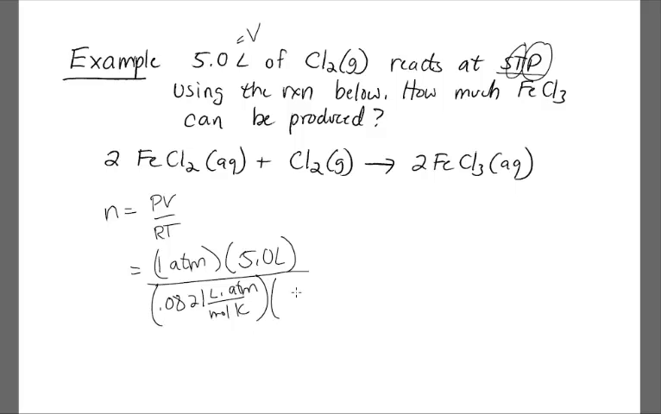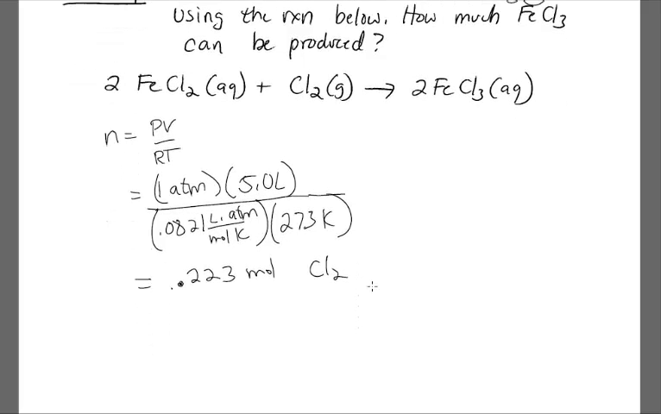And our temperature is 0 degrees Celsius, but in kelvins it's 273. All right, so from that we can calculate number of moles, and we get 0.223 moles of chlorine that we are using as a reactant. Now that we have moles of the reactant, we can get moles of the product.